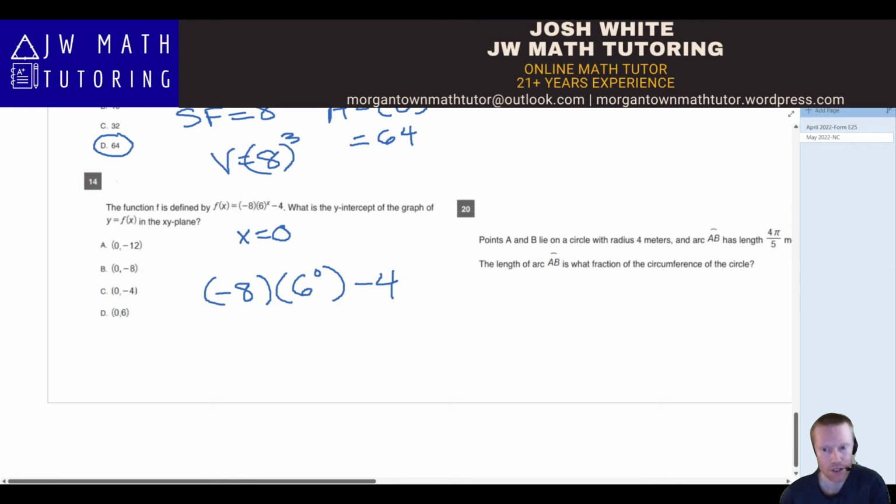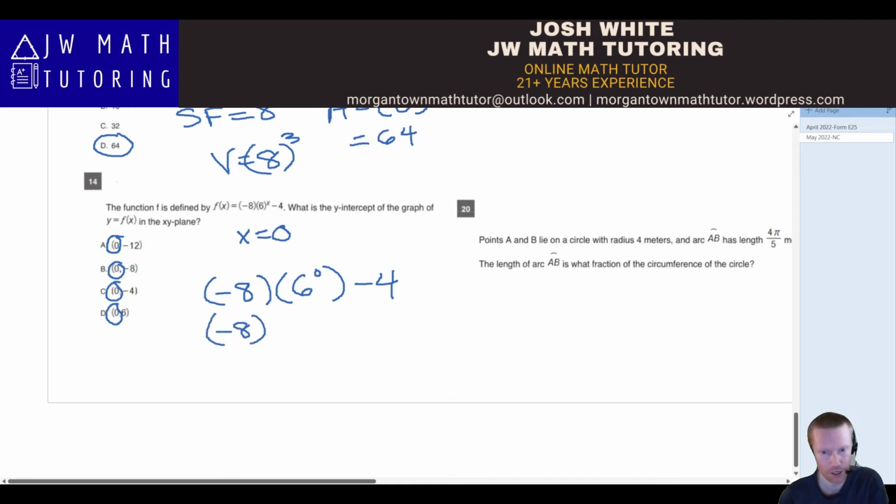Notice, if you didn't remember that, like let's say you couldn't remember exactly that the y-intercept has an x value of 0, notice that all of the answer choices look the same. They all have a 0 for the x-coordinate. So you should look at those, and then hopefully that will jog your memory, and you'll remember, oh, I'm just going to plug in 0 and see what it works out to.